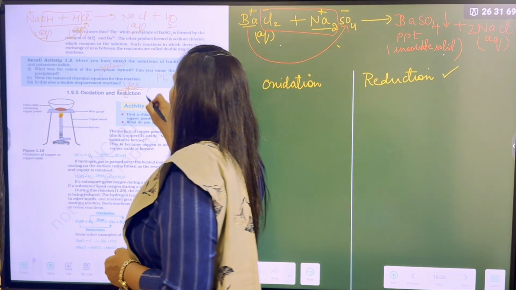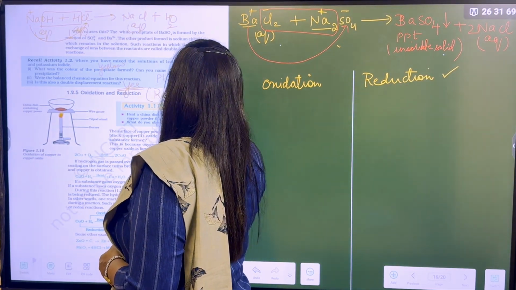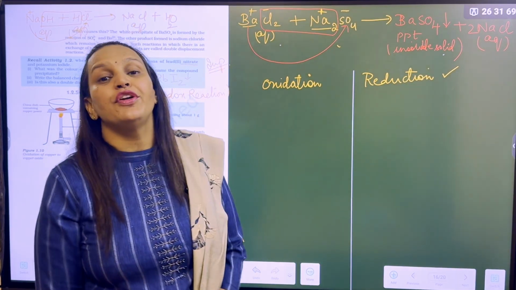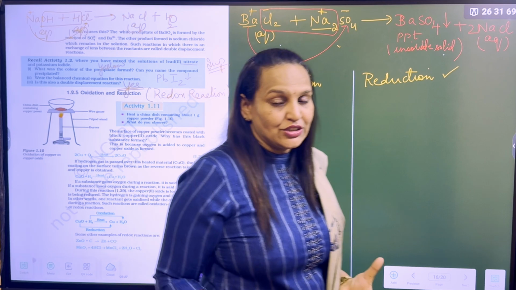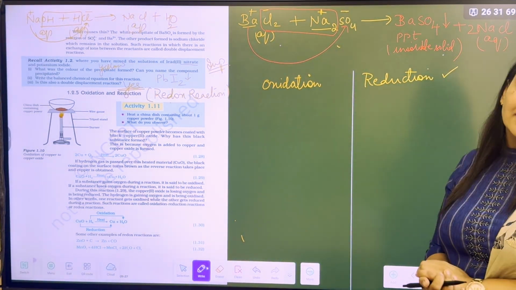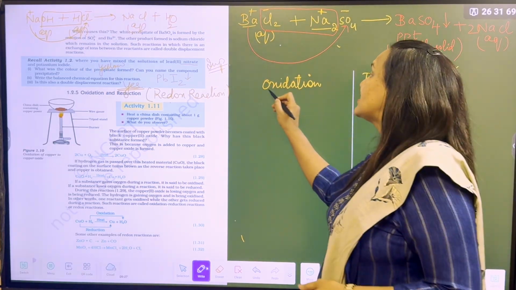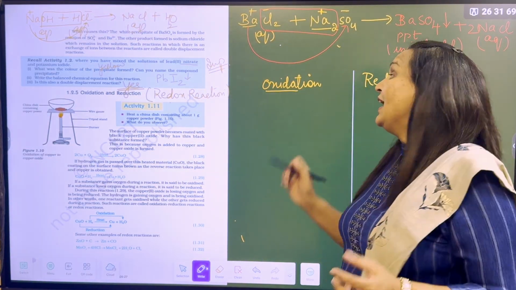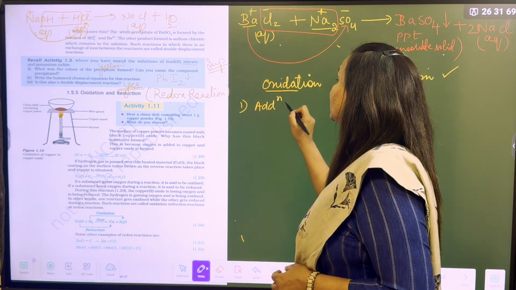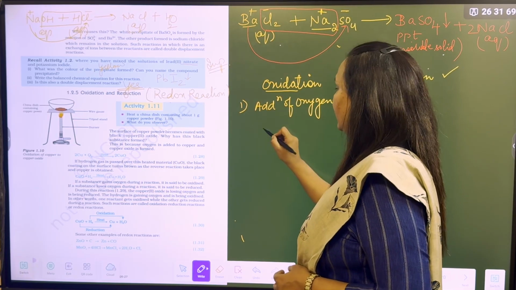Oxidation reduction reactions are also known as redox reactions. So if anybody asks you, what do you mean by redox reaction? You will tell the reactions in which oxidation and reduction take place. But what is an oxidation reaction? Okay, let's understand. Oxidation means oxygen. The reaction in which addition of oxygen takes place.